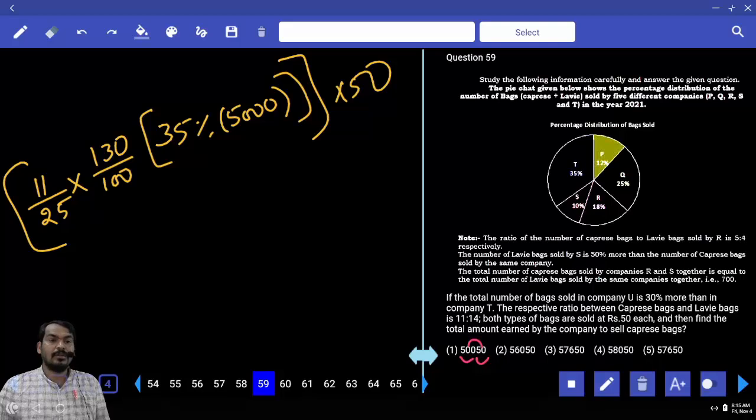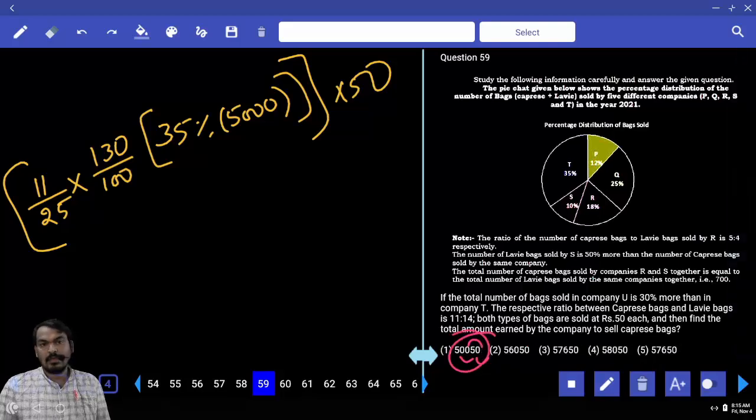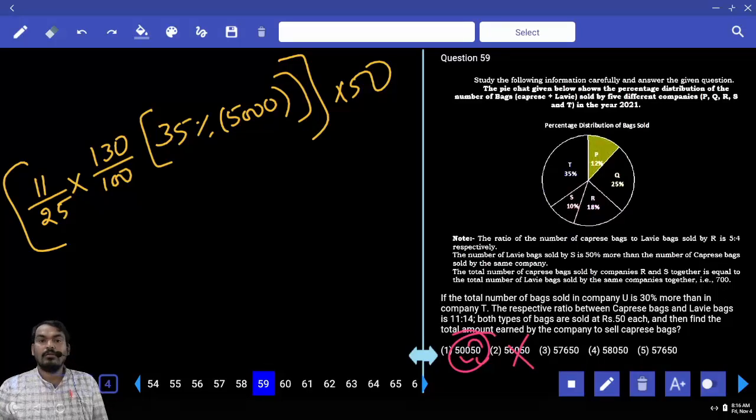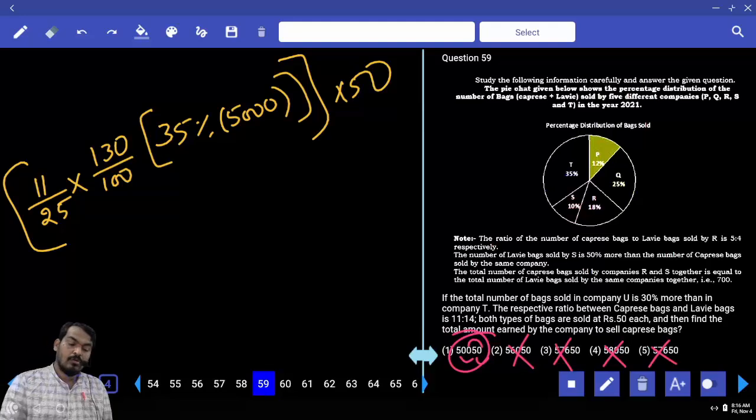First option is 11 multiple. Yes. I think out of the 5 options only one option is 11 multiple. Second option is 11 multiple. No. Third option. No. Fourth one, 5 plus 0 plus 0. No. Fifth option 11 multiple. No. Then answer only first one.